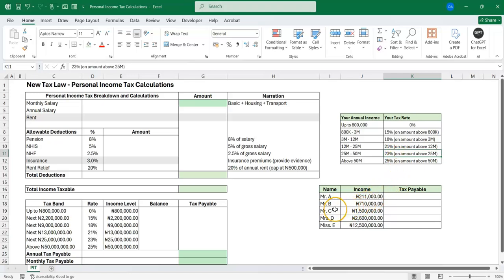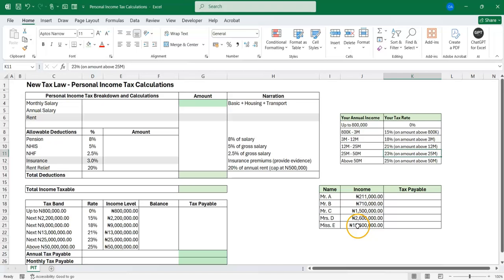I want to do it in such a way that we calculate for the 5 categories of people that we have in this particular tax law, so that when you get this template, once you input your income into it, it automatically calculates what you are supposed to pay as tax. It will fit all categories of workers, no matter how much you earn, whether small or great. Once you put in your income, we are able to see how much you're going to pay.